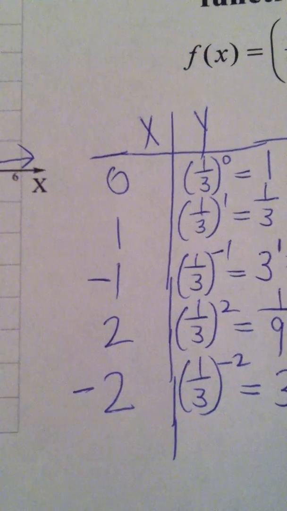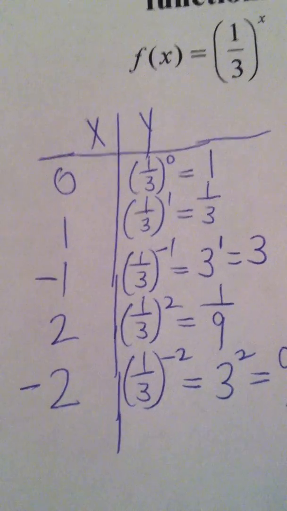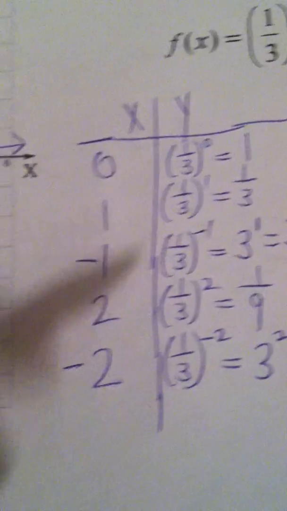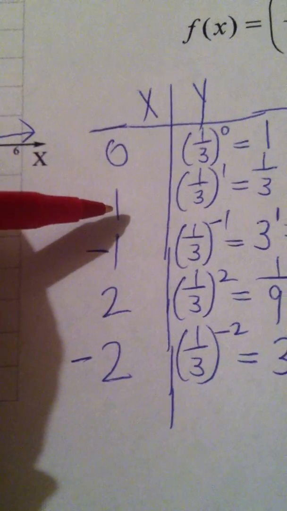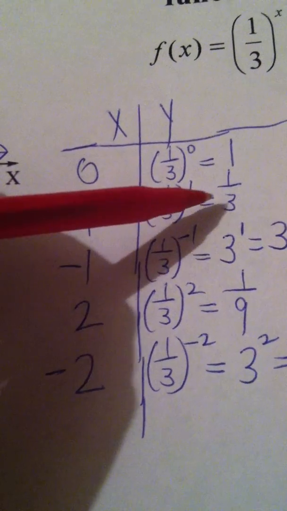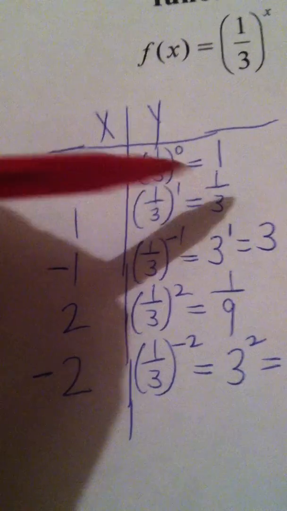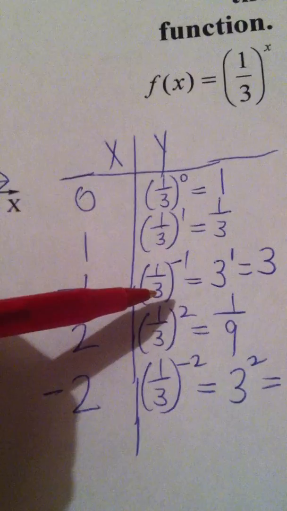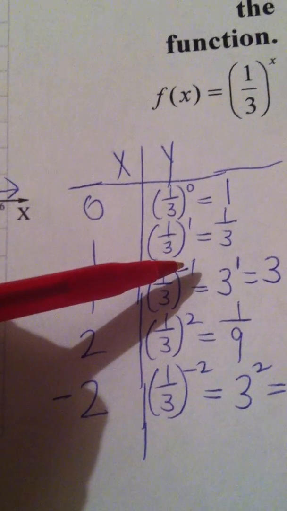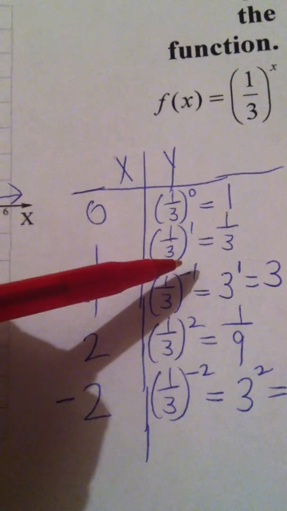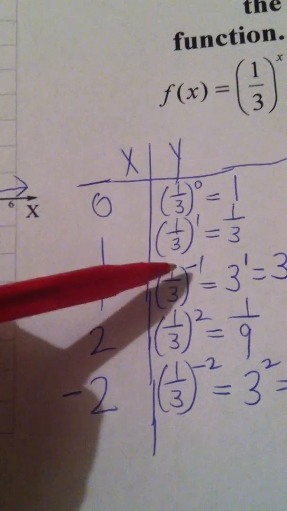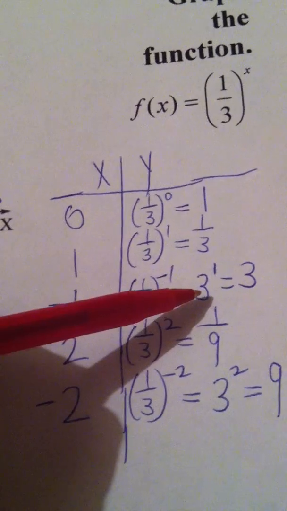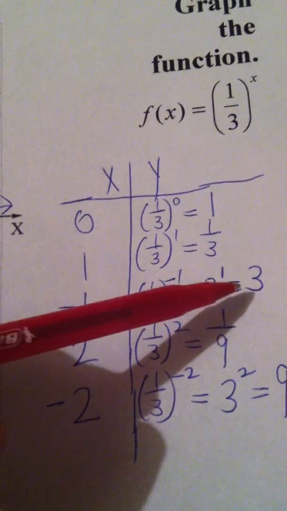And if we let x equal to 0, you know anything to the 0 power is automatically 1. If I let x equal 1, well, 1/3 to the first power is still 1/3. If we let x equal -1, it will make this a negative exponent. To change it to a positive exponent, just simply flip the inside part. So this will become 3 to the first power, or just simply 3.